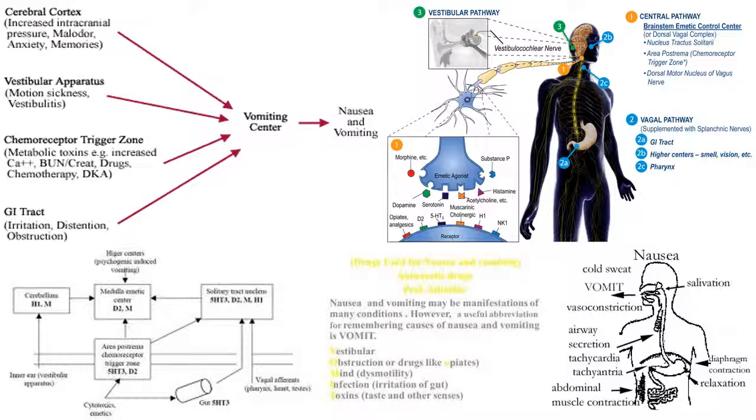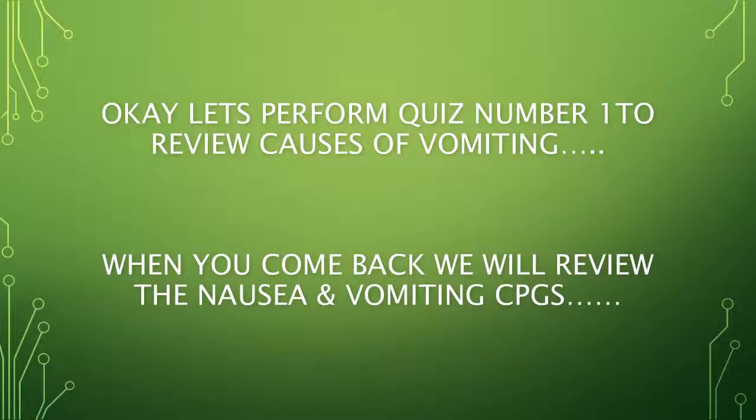So what happens when you get nausea? You may go into a cold sweat, salivation, vasoconstriction, airway secretion, tachycardia, tachypnea, diaphragm contraction, abdominal muscle contraction, and then you vomit and then it relaxes. Okay, let's perform quiz number one to review causes of vomiting. When you come back, we will review the nausea and vomiting clinical practice guidelines.